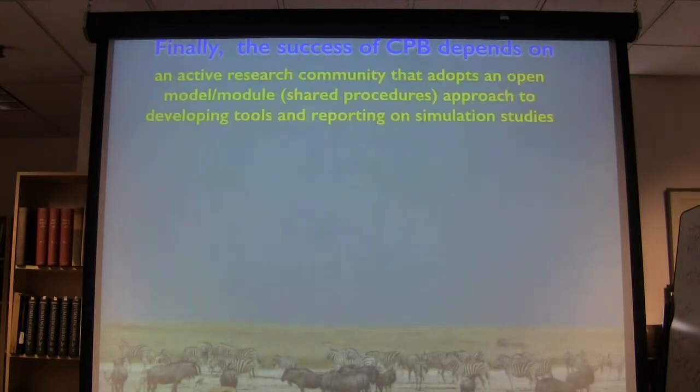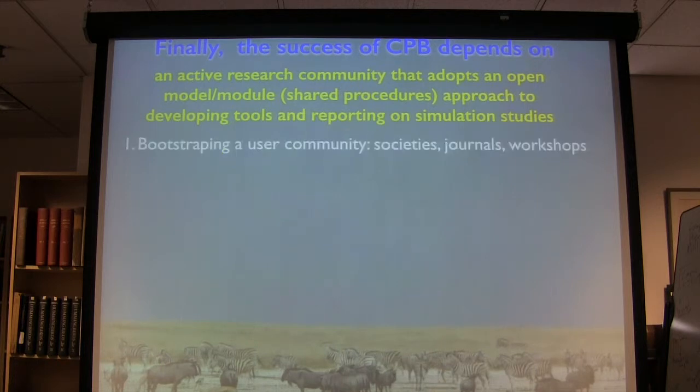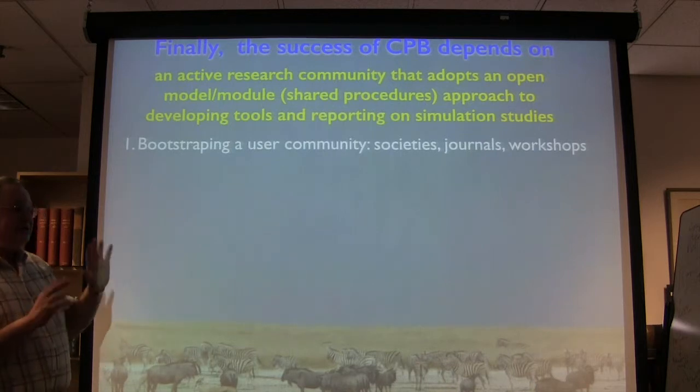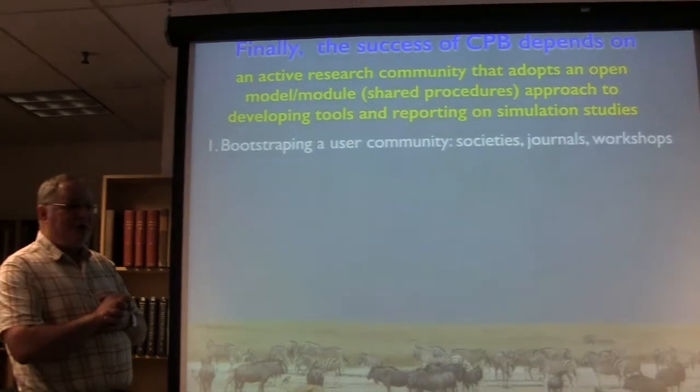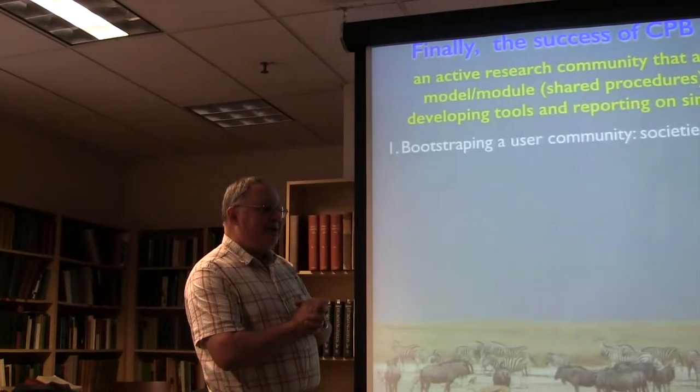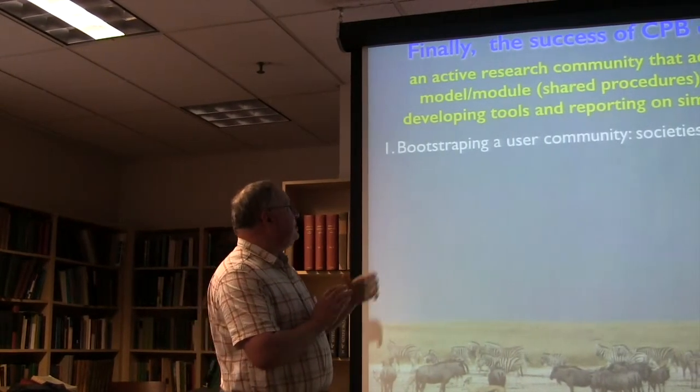So finally, the success of computational population biology depends on having an active research community that adopts an open module approach in developing tools and can share the different code chips that people develop. So you'll have people with coding skills developing code chips, and then people who don't have the coding skills still being able to build sophisticated models, provided suitable code chips are available. And if you need a code chip to do something and you don't have it available, then you persuade somebody who's not a coding dummy to do it for you.